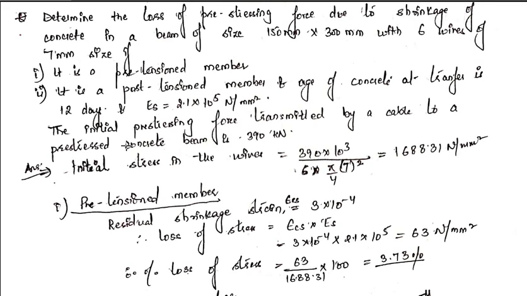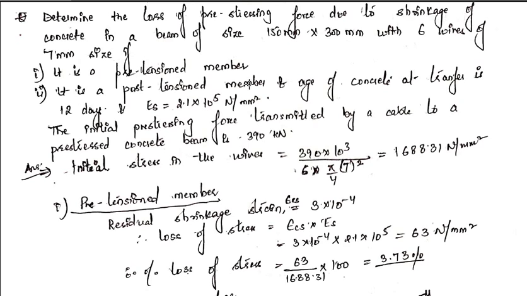Now let us do another numerical problem on the losses of pre-stress. So the question is, determine the loss of pre-stressing force due to shrinkage of concrete in a beam of size 150 mm by 300 mm with 6 wires of 7 mm size.